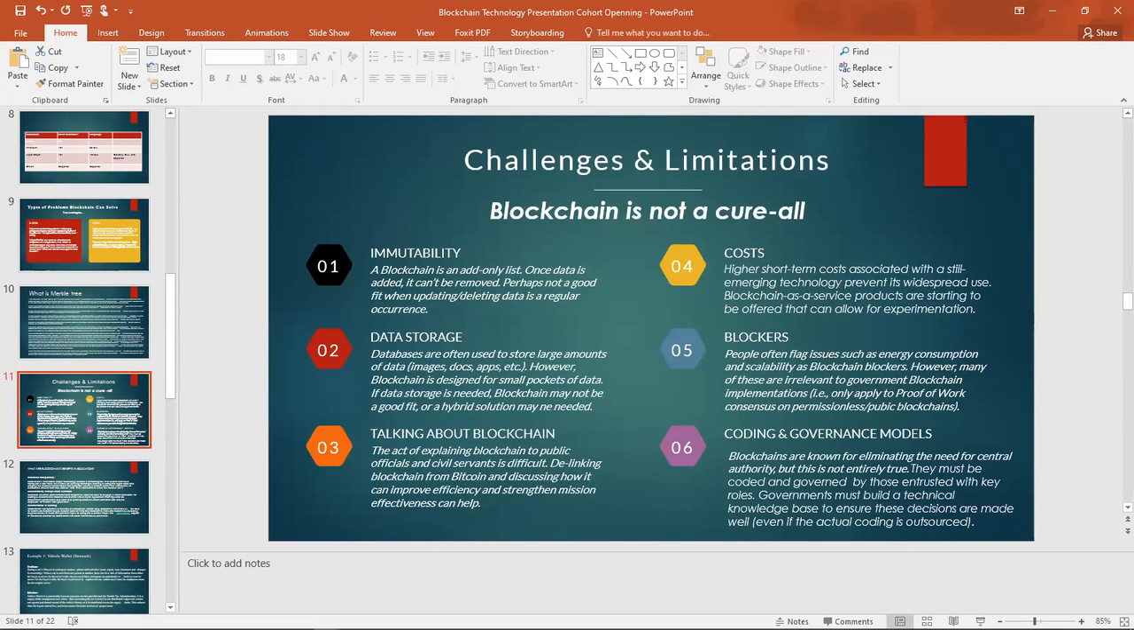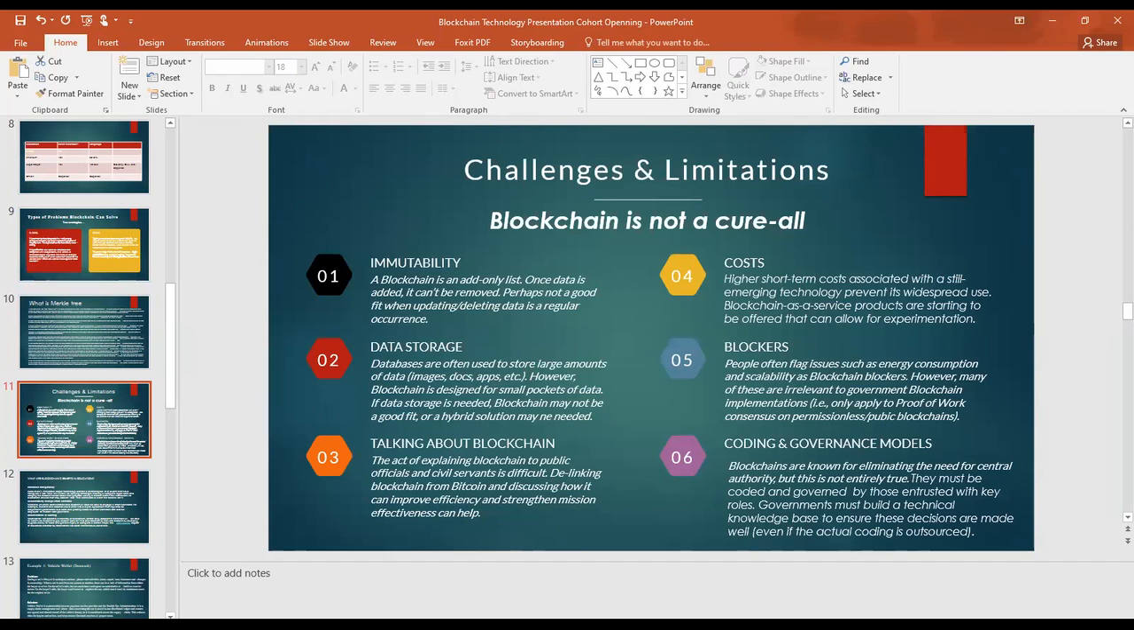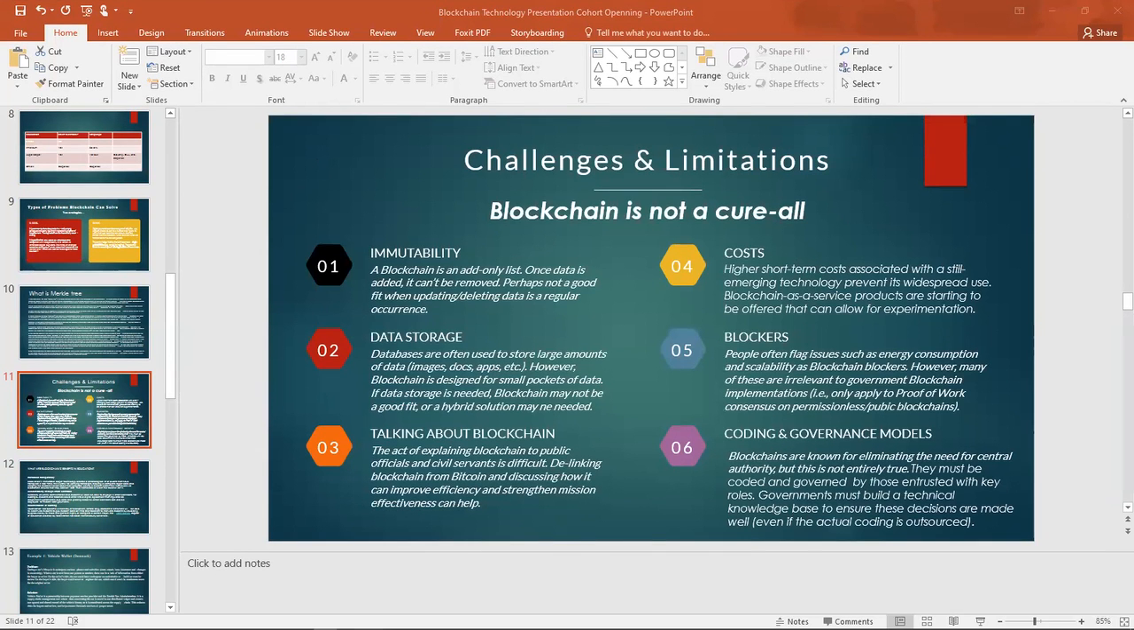another challenge, and that was the 51% attack in quantum computing. And we also looked at the components of a block.